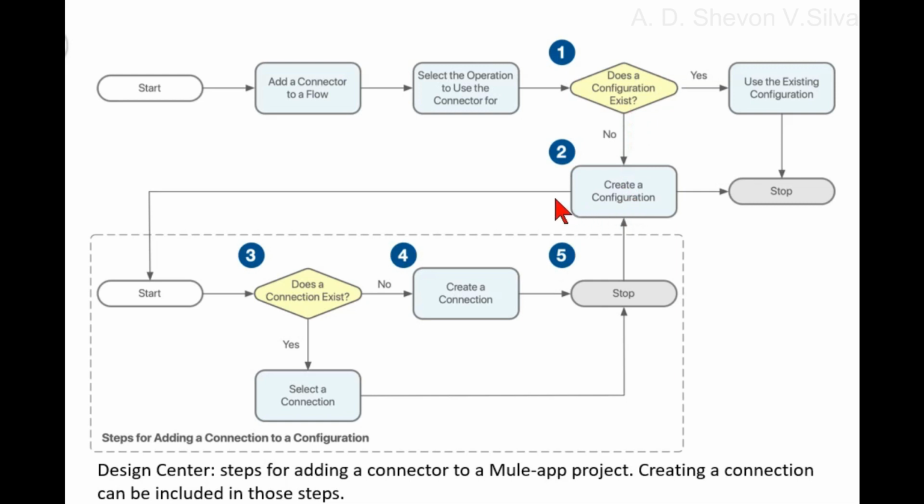Then create a configuration is connected to start, and start is connected to does a connection exist. If the connection exists, select a connection, and select a connection is connected to stop. And if the connection does not exist, create a connection, and it is connected to stop, and stop is connected to create a configuration. Create a configuration is connected to stop.